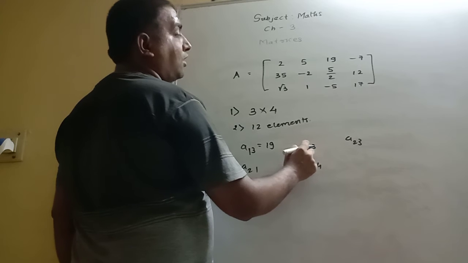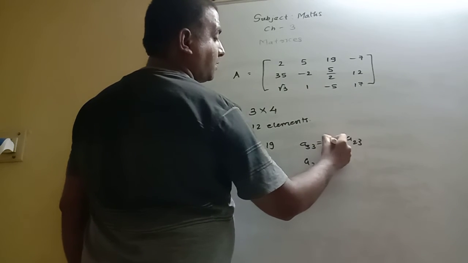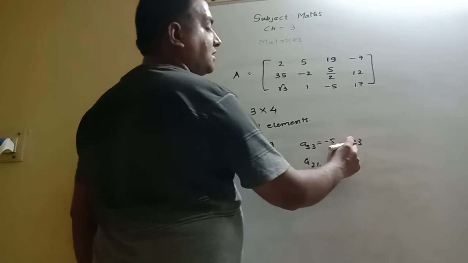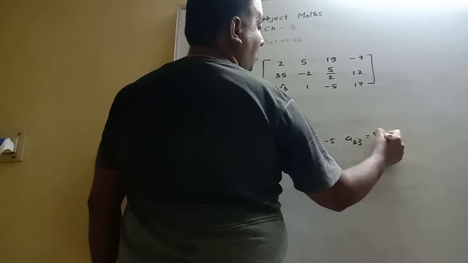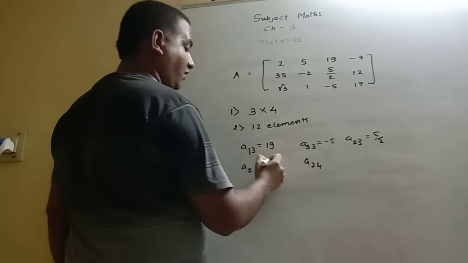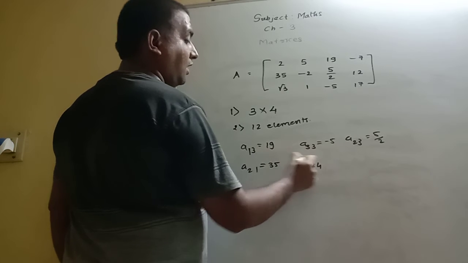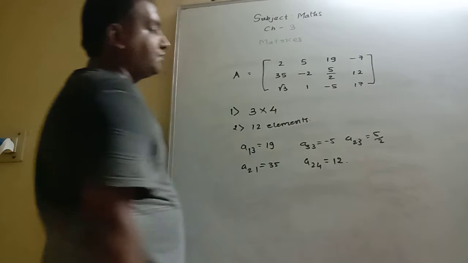A33 means the third row, third column. So third row, third column is minus 5. A23 means the second row, third column. So second row, third column is 5 by 2. Then A21, second row, first column, so that is 35. A24, second row, fourth column, so it is 12.